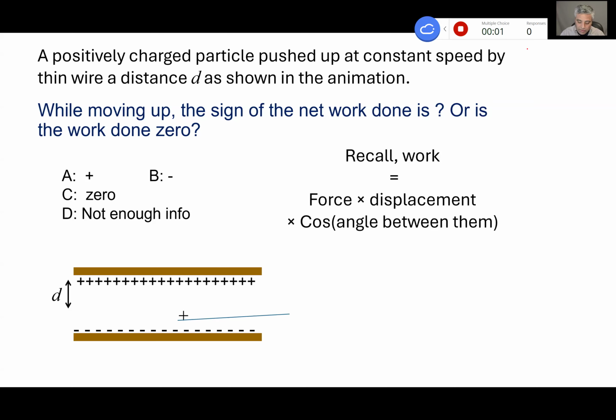So think about what force is doing work. The angle has to be between that force that's doing work and displacement, okay? So read the question carefully.